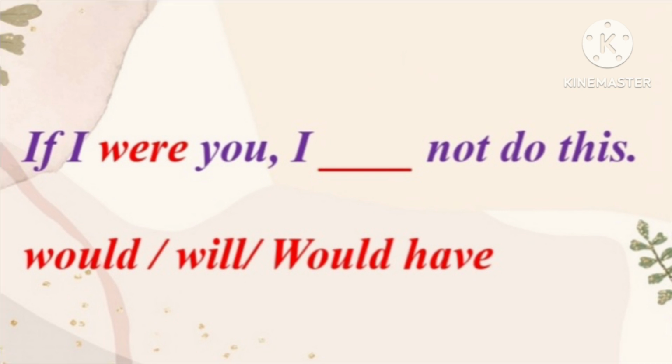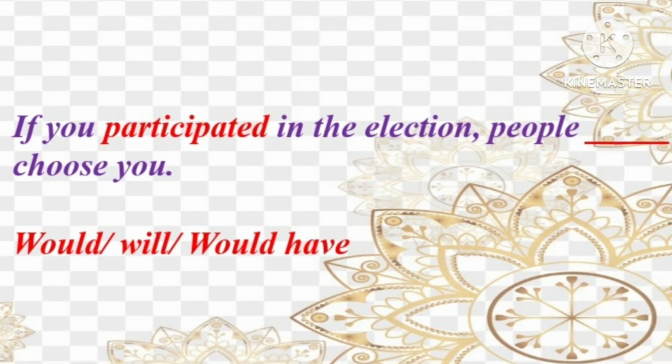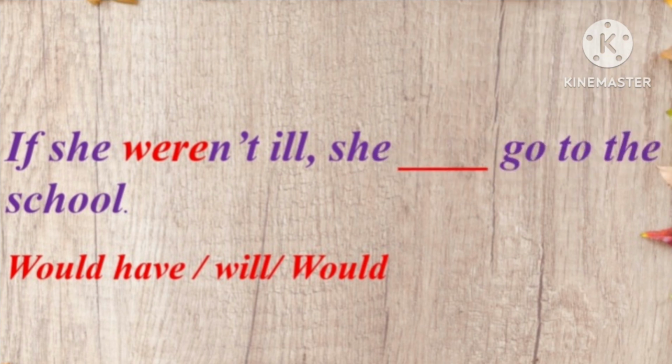Let's see the next example. If you participated in the election, people dash choose you. So participated is in simple past tense. That's why we have to use would. The options are would, will, would have. I think would is the right option, so that's why I go with would. If you participated in the election, people would choose you. Let's see the next example.